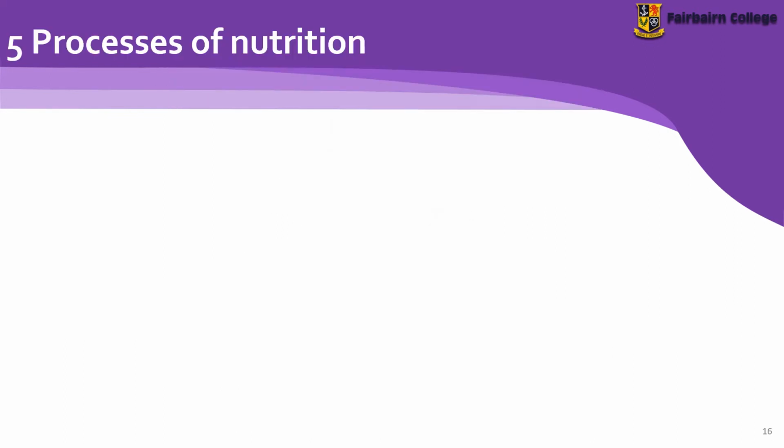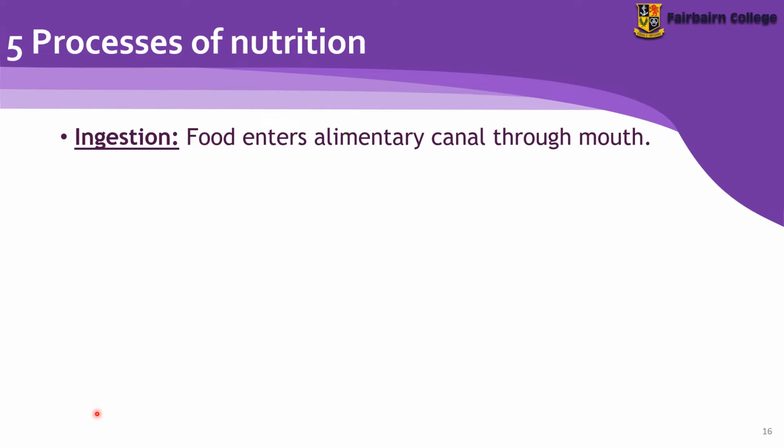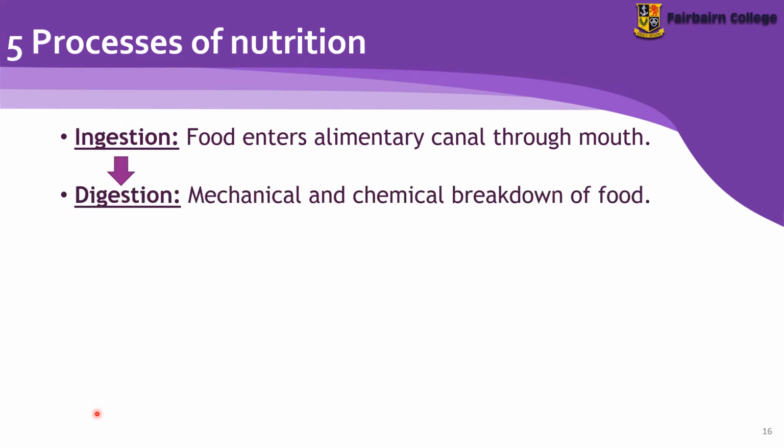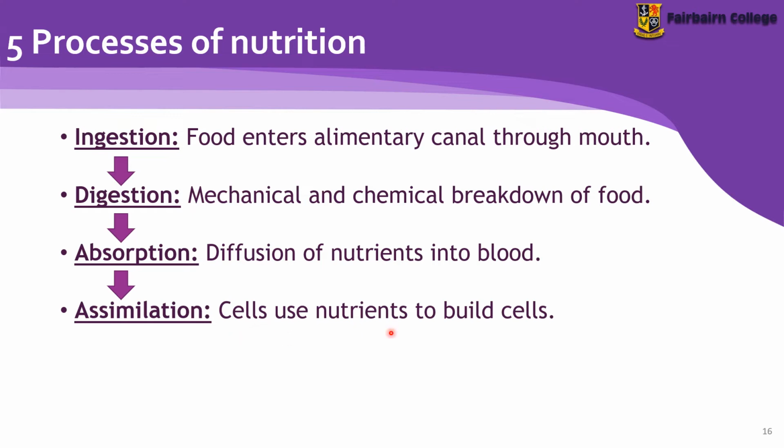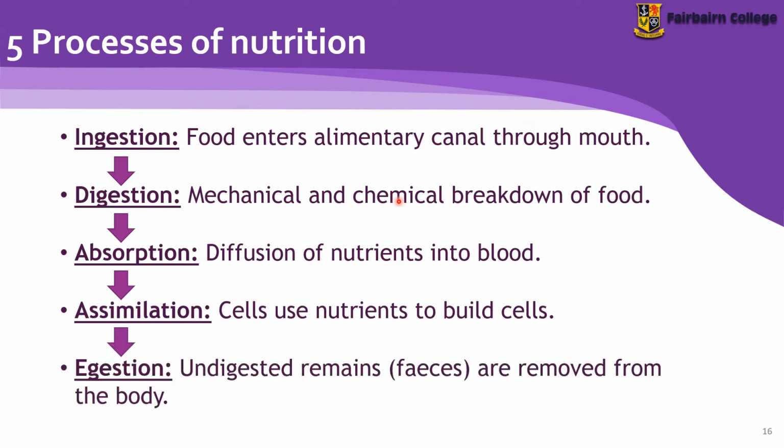Now that we have a good understanding of the anatomy of the human digestive system, we can start looking at how the digestive system functions. The functioning of the human digestive system is divided into 5 processes. These 5 processes are ingestion, which is where food enters the alimentary canal through the mouth. Then digestion, which is the mechanical and chemical breakdown of food. Followed by absorption, where the food that has been broken down into nutrients can be absorbed into the blood. Followed by assimilation, which is where the cells then use these nutrients to build new cells. And then finally, egestion, where any undigested remains that we call feces is removed from the body.